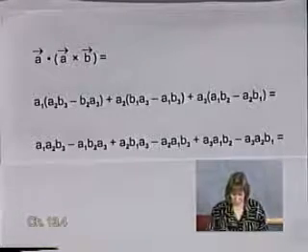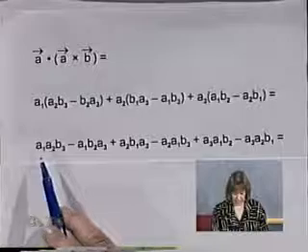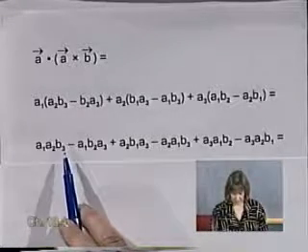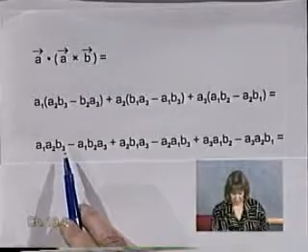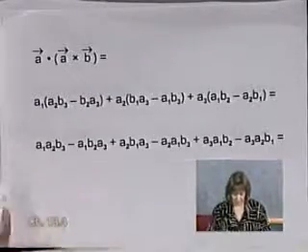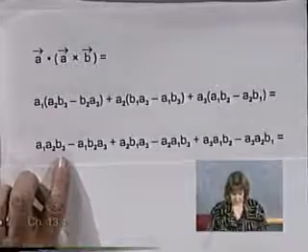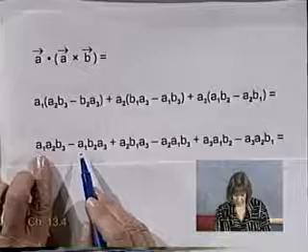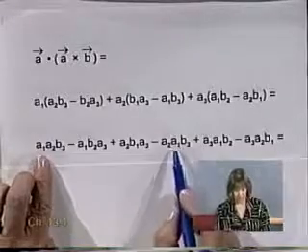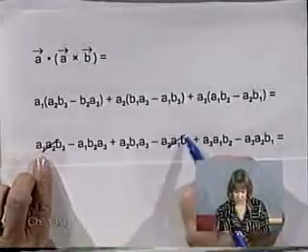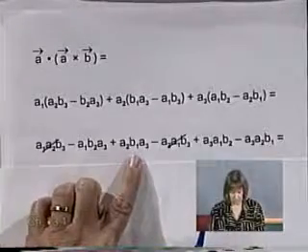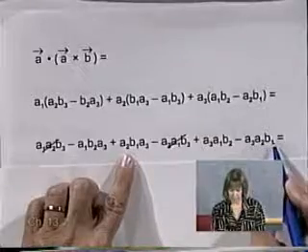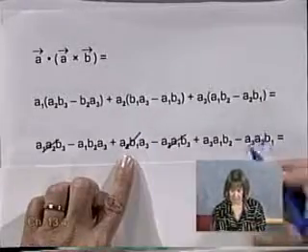And lo and behold, look what happens here. I have an A1, A2, B3, and I'm subtracting, let's see, here, we have A1, A2, B3, and here again A1, A2, B3. They cancel each other. And here I have an A2, B1, A3, and here we have an A2, B1, A3. One's a plus, one's a minus.